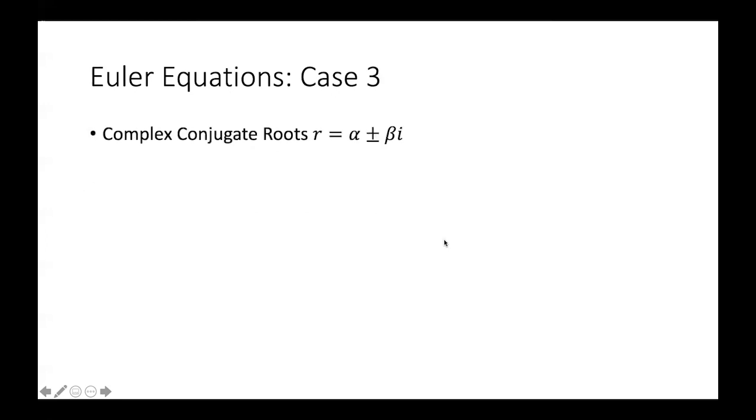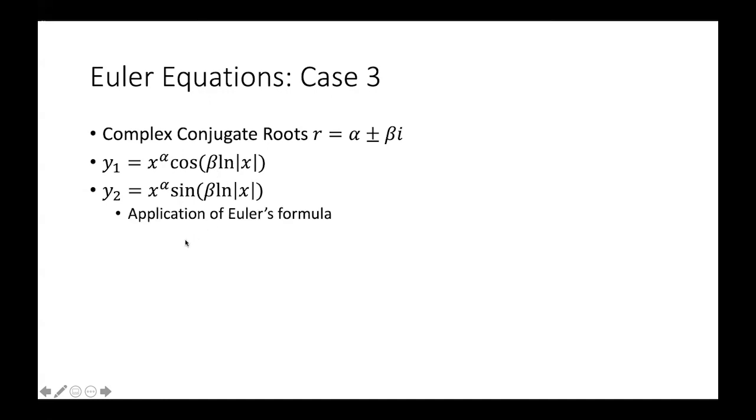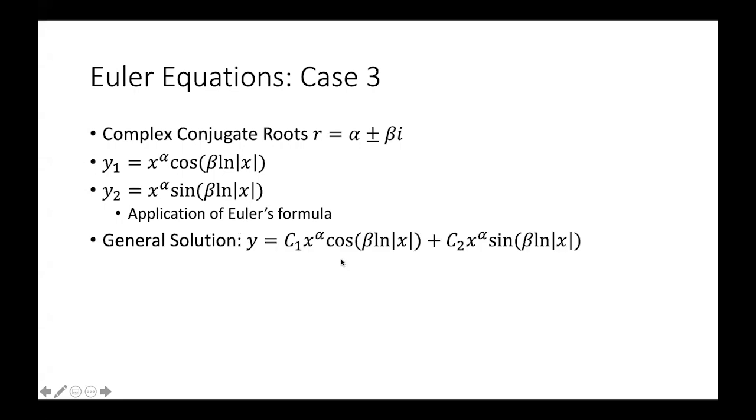Case 3 is our complex conjugate roots, and this gets a little bit complicated, but it's once again separated into our real part with this x^α and our imaginary part with our trig functions, and then we have an extra ln x within those parentheses as well. So we put those together. These sines and cosines come from Euler's formula as well. But we put those together into a general solution, and there you have it.